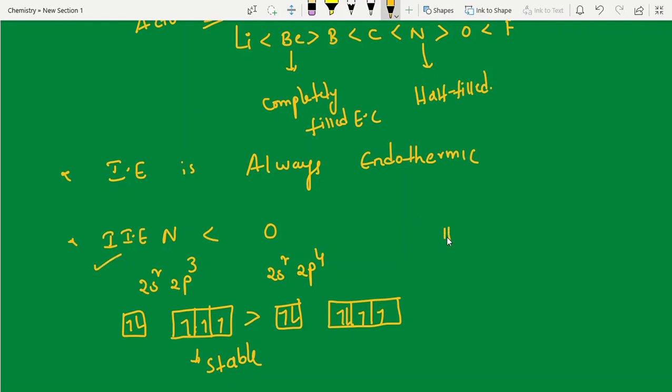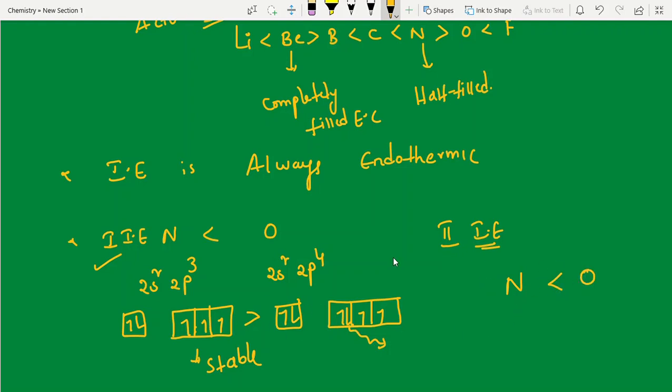But if you look into second ionization energy, where we are removing an electron here, now oxygen became like nitrogen configuration. Then the second ionization energy of nitrogen is less than oxygen. Okay, keep it in mind.